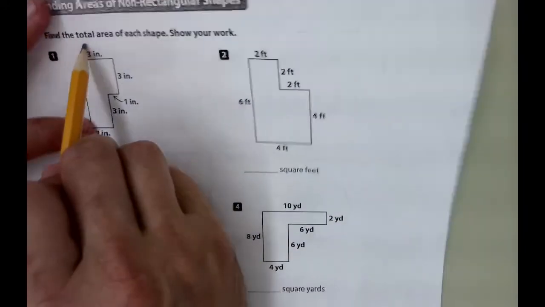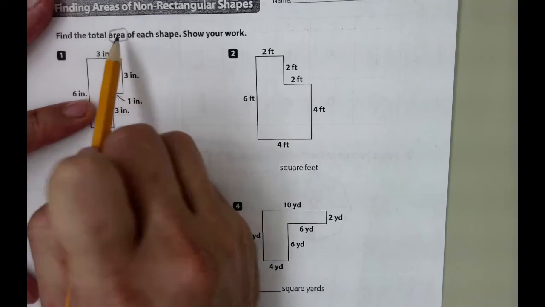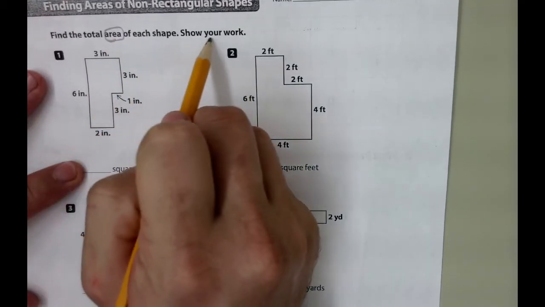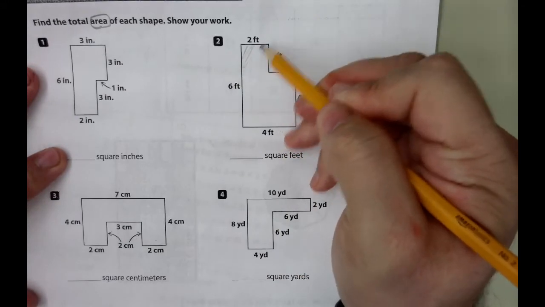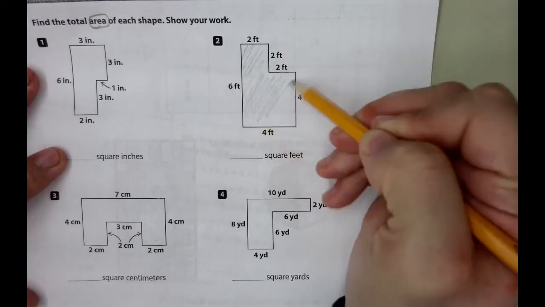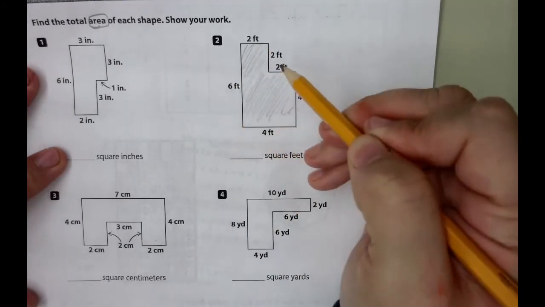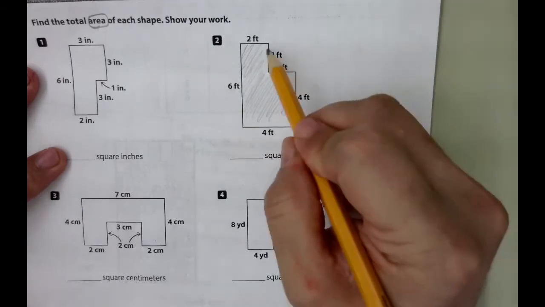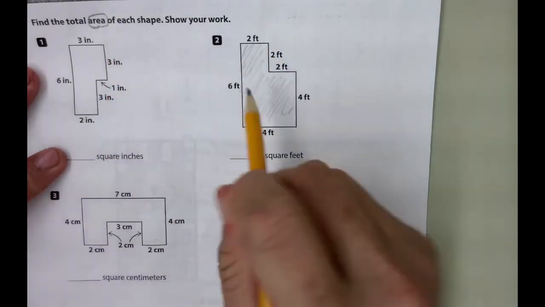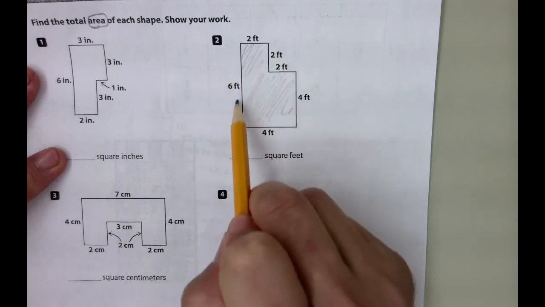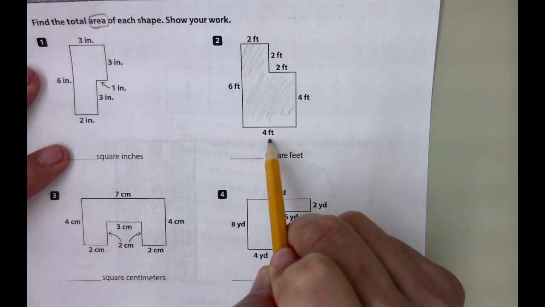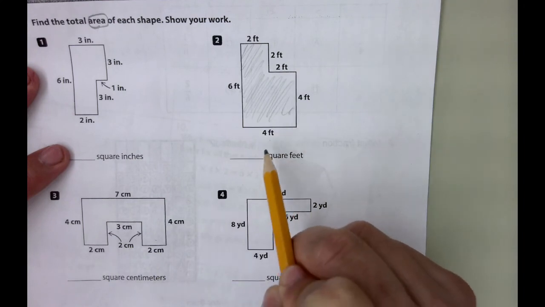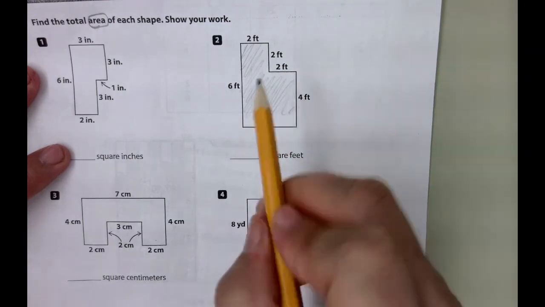So it says find the total area of each shape. Show your work. So area is the inside of a shape, not the outside. The outside would be perimeter. If it said outside, or if it did say perimeter, we would add every side, 6 plus 2 plus 2 plus 2 plus 4 plus 4. But it didn't say perimeter, it said area. So we're going to have to find the inside.